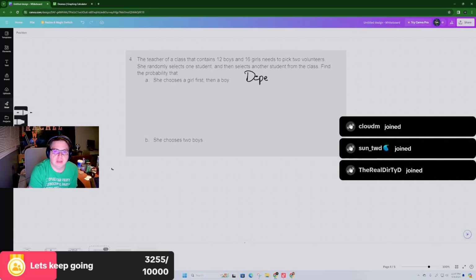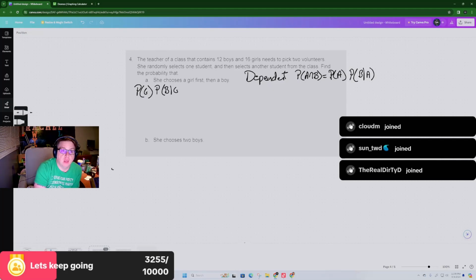So this is definitely a dependent situation. So if I want A and B, I need the probability of A, and then the probability of B given A happened. All right. So the first thing that we want to choose is a girl, then a boy. So we want the probability of a girl, then we want the probability of a boy, given that a girl was drawn. Okay?